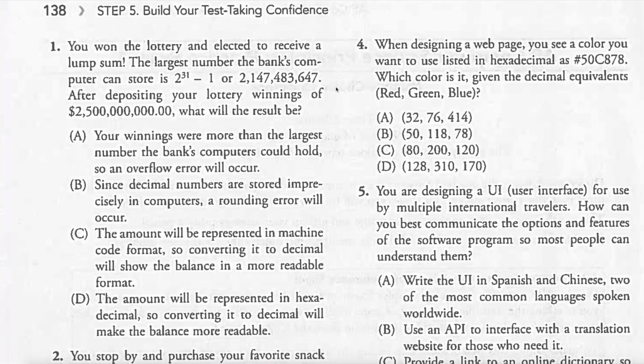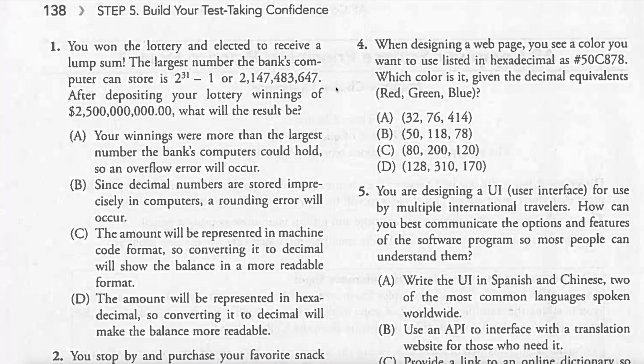So for question number 1, over on the top left, it says you won the lottery and you elected to receive a lump sum. So you wanted the whole amount in one go instead of it being paid over multiple years. It says the largest number the bank's computer can store is 2 to the 31, which is $2,147,483,647. It says after depositing your lottery winnings of about 2.5 billion, what will the result be?